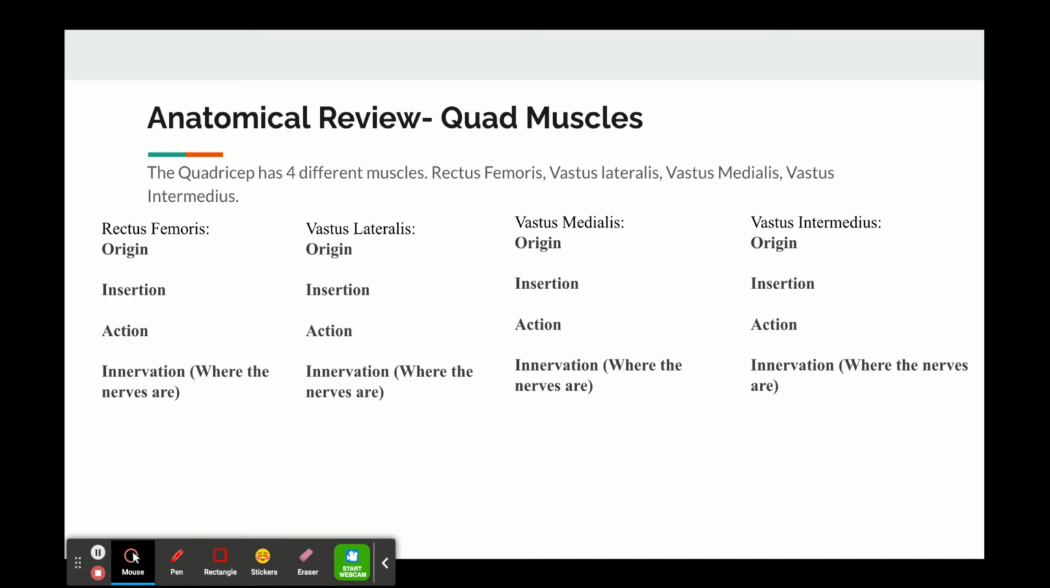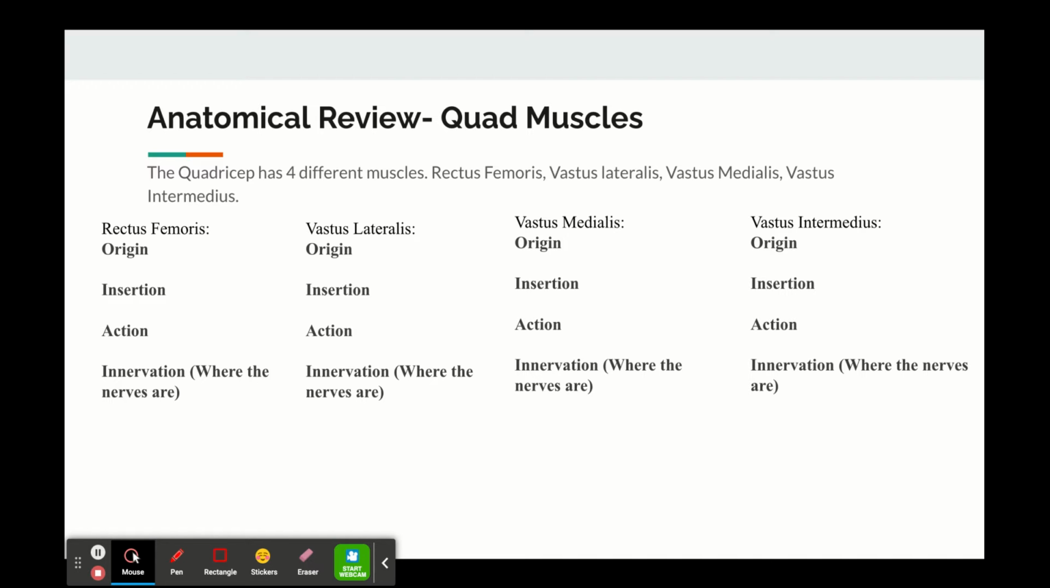The commonalities between all four are the action and the innervation, or where the nerves meet. For the action, they all extend the knee, every single one. And for the innervation, they all are muscular branches of the femoral nerve.